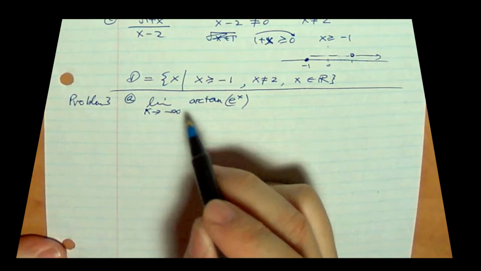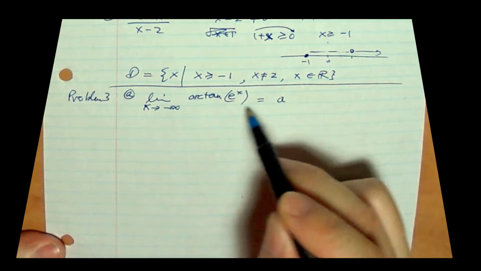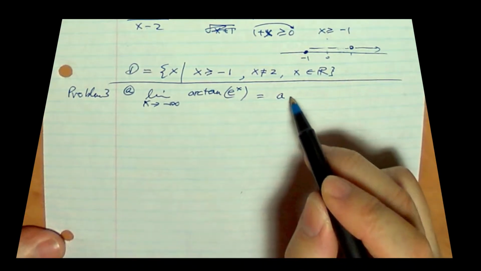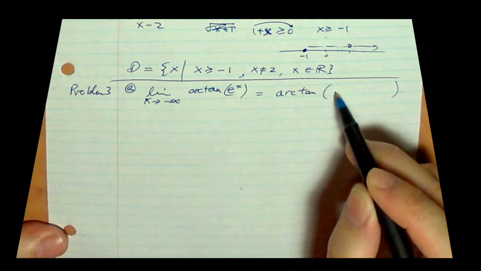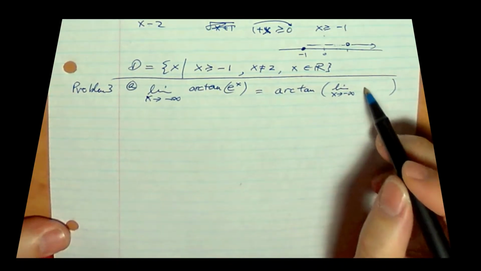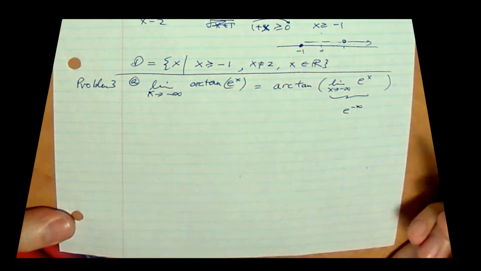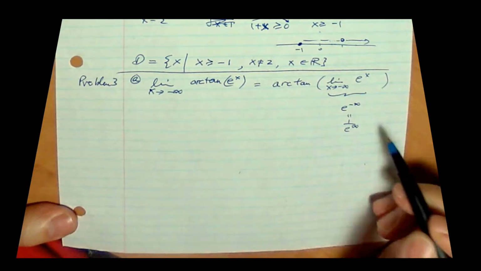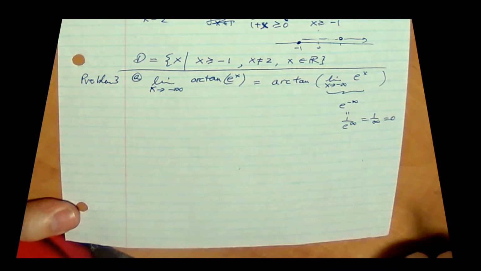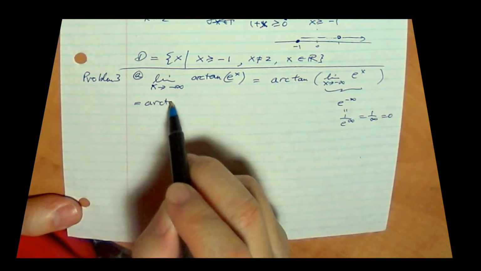Okay, so in this case, you can actually move the limit inside the inner function first. So arctangent of the limit as x approaches negative infinity of e to the x. Do that first. That one is the same as e to negative infinity if you plug it in, but that is the same as 1 over e to the positive infinity, which is 1 over infinity, or just 0. So in other words, now you end up with arctangent of 0.